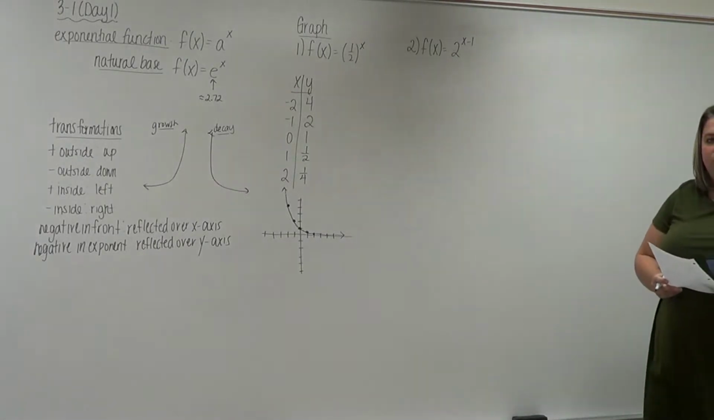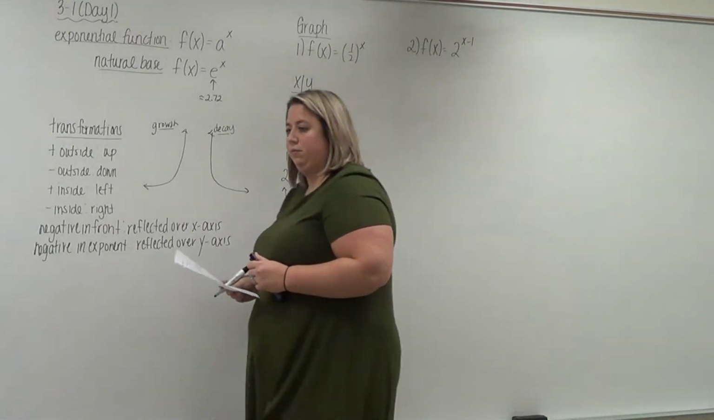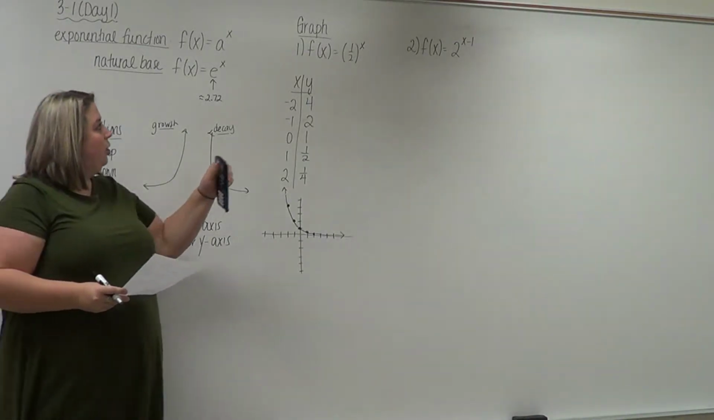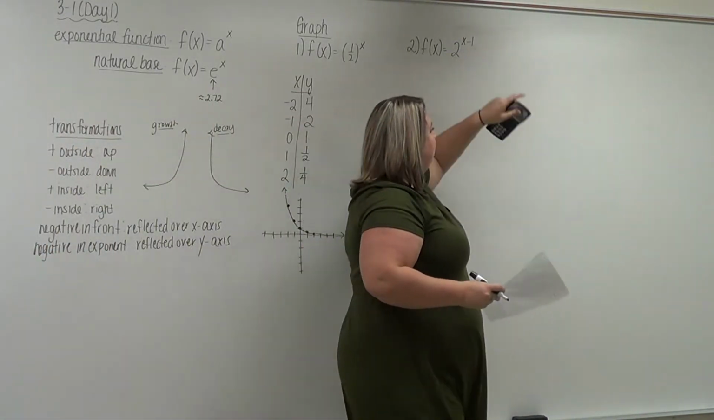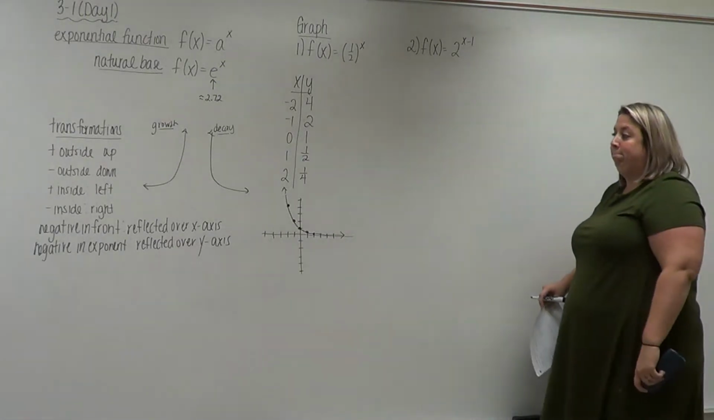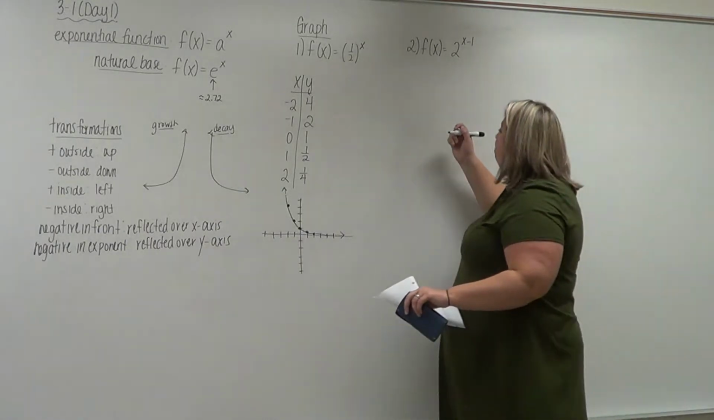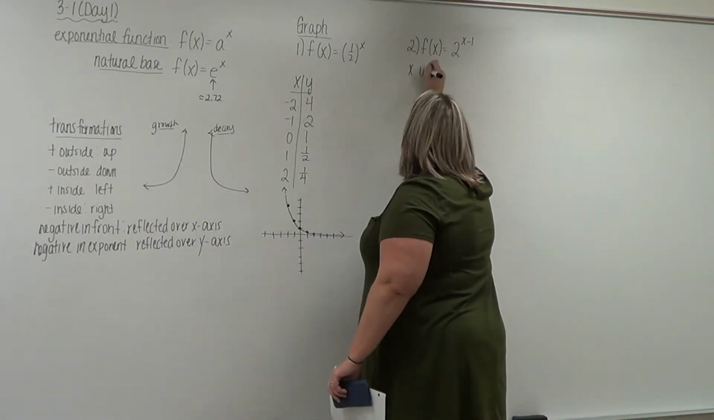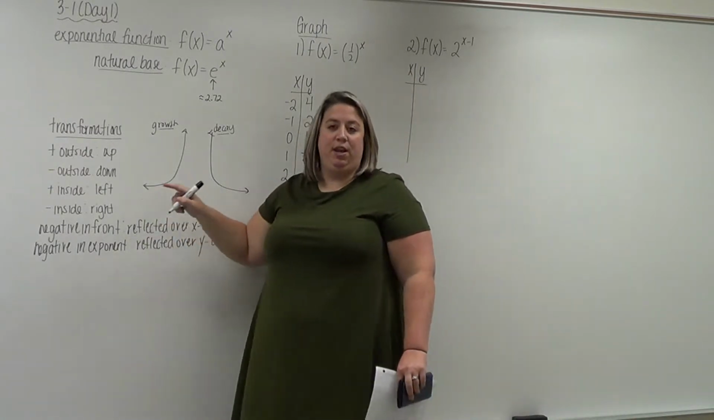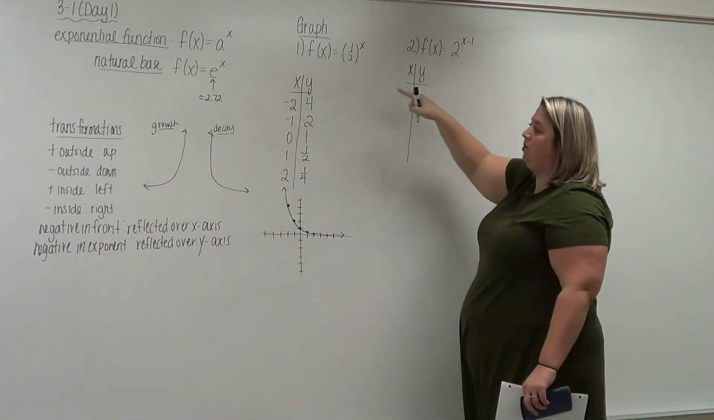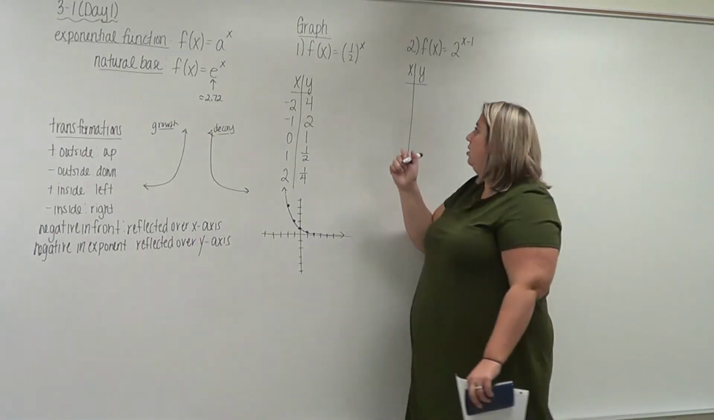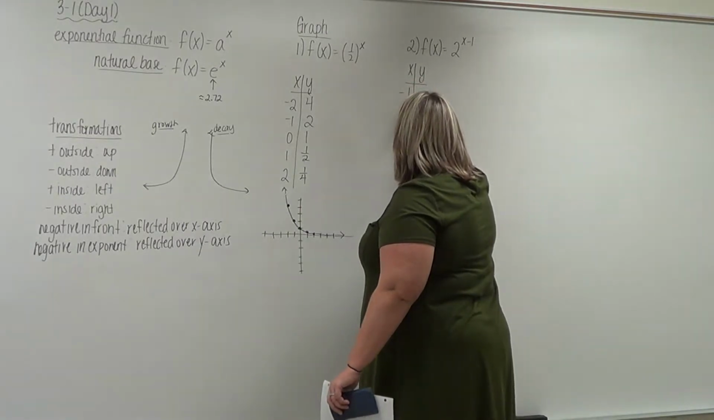Is everybody okay with the first one? Okay, so with this one, we have a -1 in the exponent, so what does that mean? Has it gone up, down, left, or right? Okay, it's gone right. How many? 1. So instead of being at -2, we're going to move our graph to the right 1, which means we're going to start at -1.